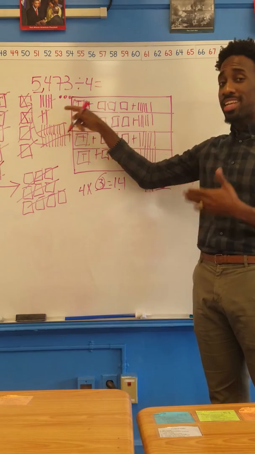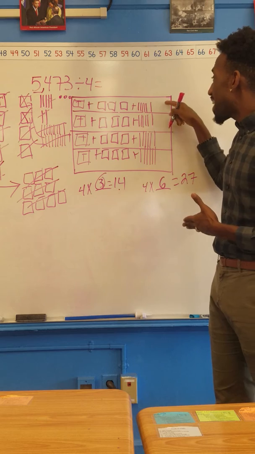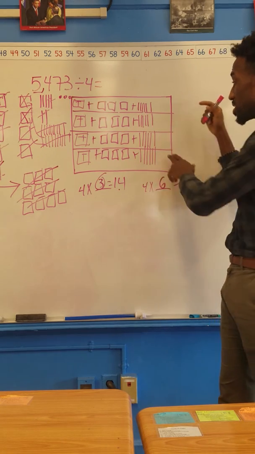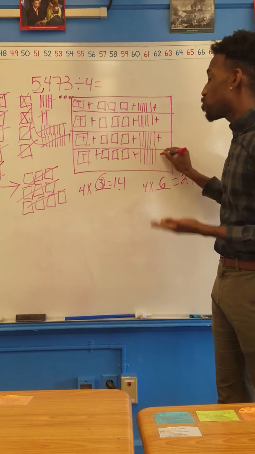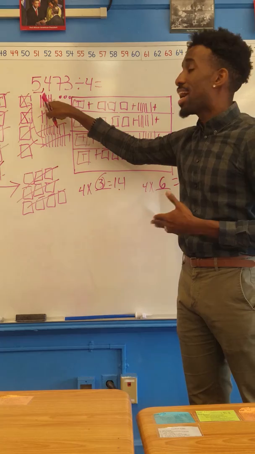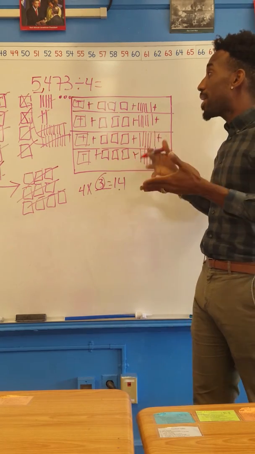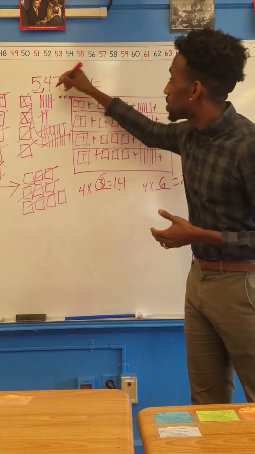I notice that I still have 3 10s that I need to share out. I cannot share out 3 10s evenly amongst my 4 groups because this last group wouldn't have a 10. So once again, I have to regroup. 3 10s, I can regroup into a smaller place value. A place value smaller than 10s is just 1s.